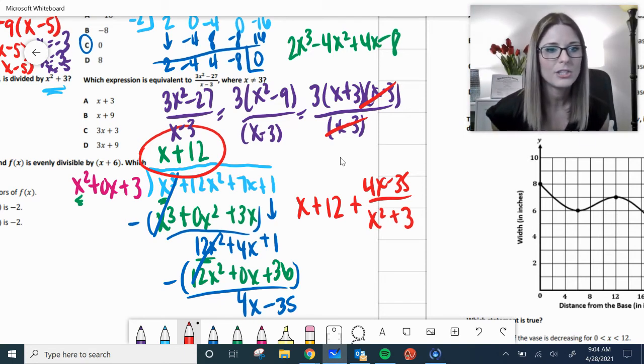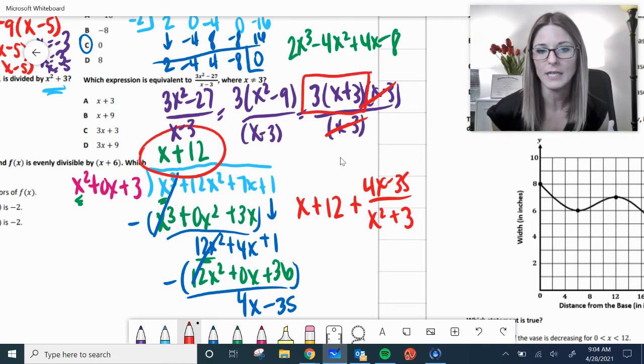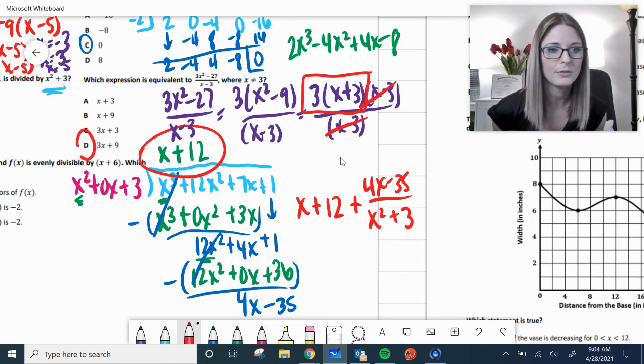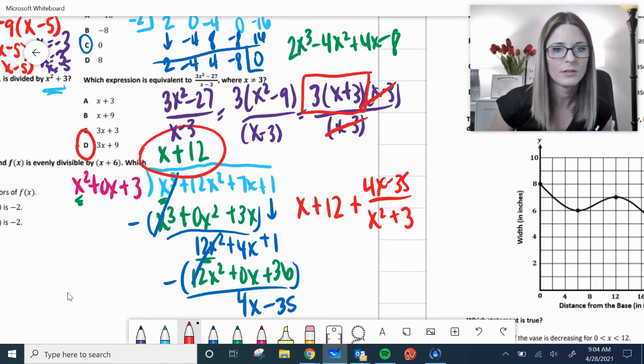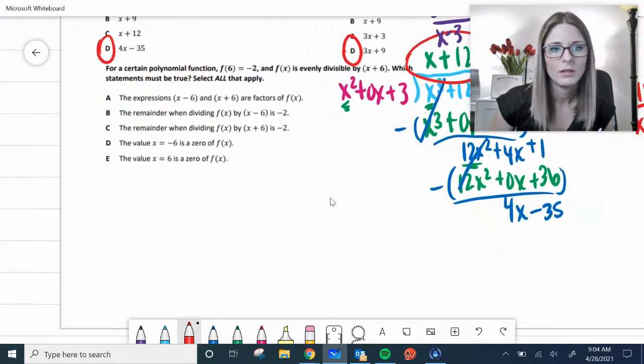So which expression is equivalent? Now I'm left with 3 times x plus 3. My answer choices have the distributed part, so D.